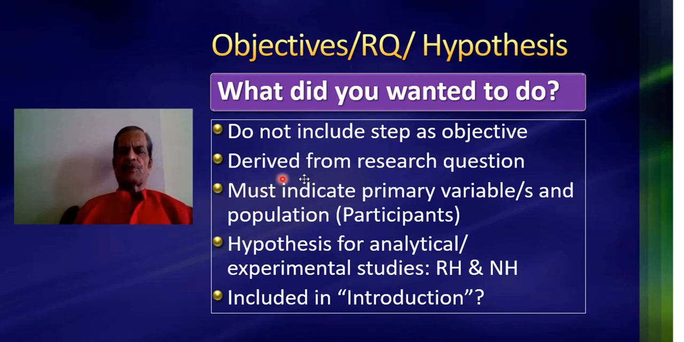The objectives could be mentioned, and the research question and objectives must indicate the primary variables and the population or the participants. Who were the participants and what were the primary variables must come in the research question. If the indication of that is not given in the research question, the research question needs to be revised.